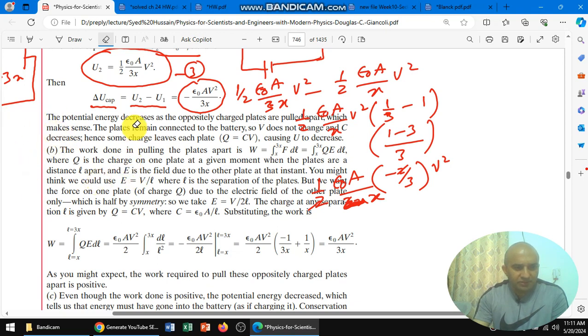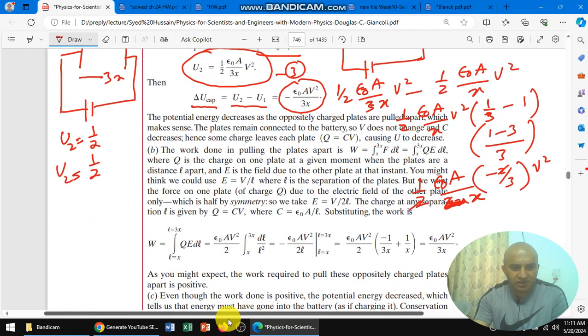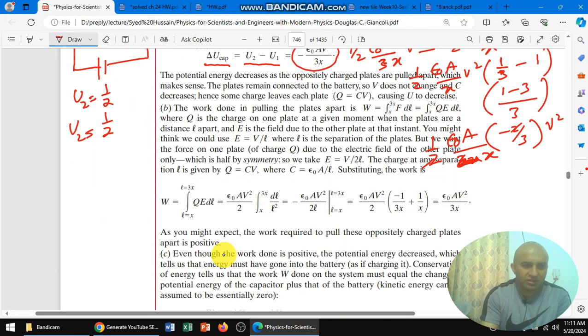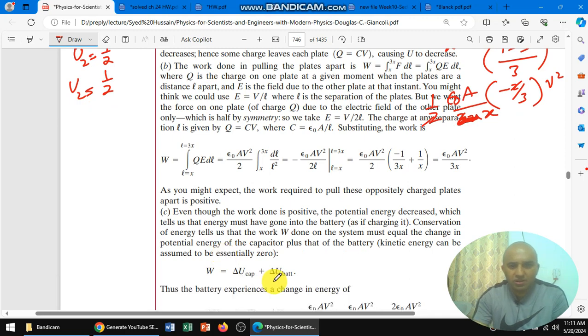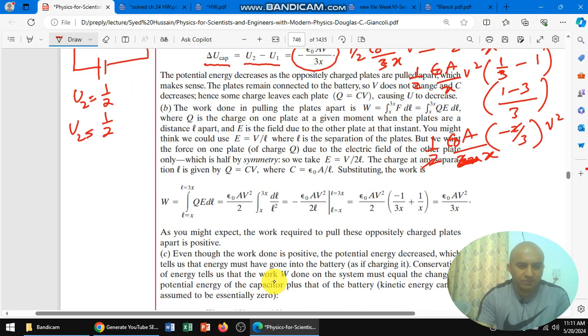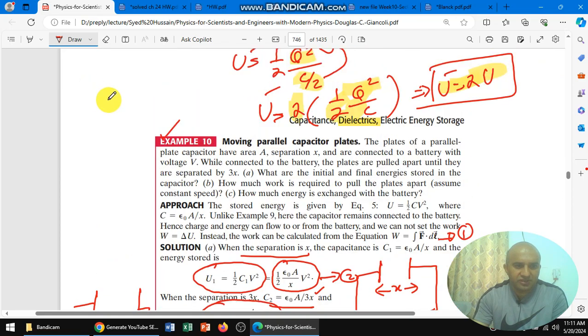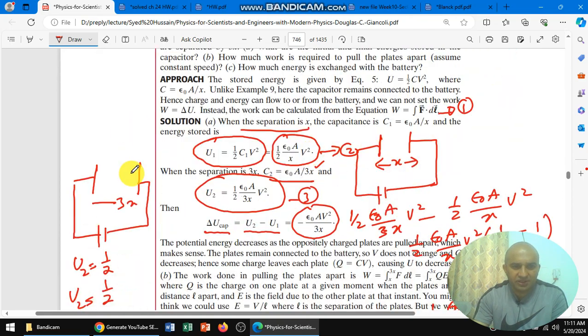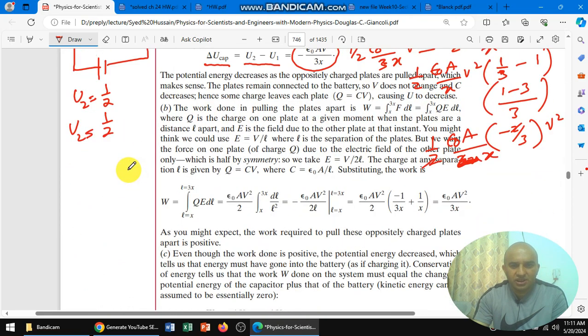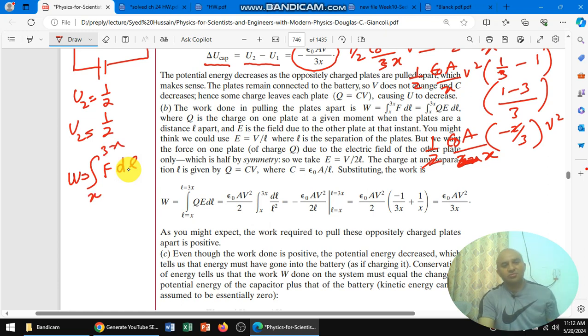Now part B: we have to find the work done in pulling. To calculate the work done, we use the formula for work done. The work done in moving the plates from distance x to 3x is W equal to the line integral of F dot dl from x to 3x. The limits of integration are x to 3x, because the initial distance is x and now we move the plate to 3x.